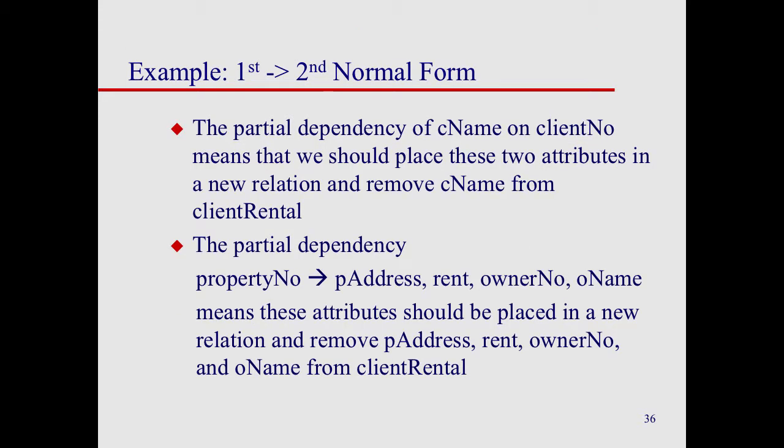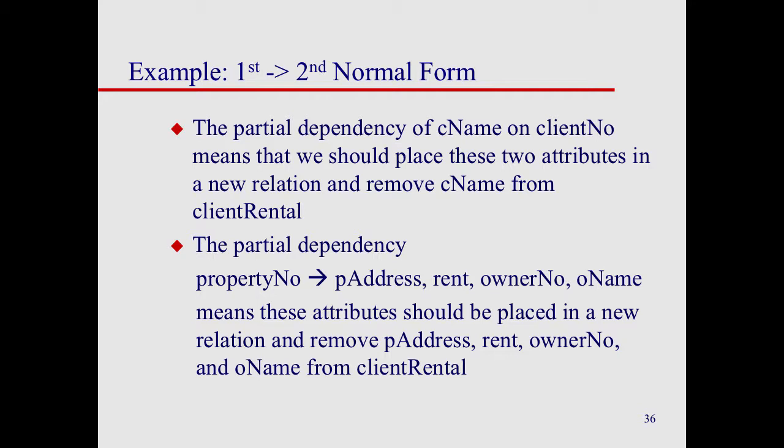So what happens when we go from first to second normal form is that for each partial dependency, so this was one of the two partial dependencies, this property number, we take all the attributes in that partial dependency, both the left-hand side and the right-hand side, and we put all of those attributes in a new relation. So for example, we might name this new relation the property relation. And we remove from the original relation the right-hand side attributes.